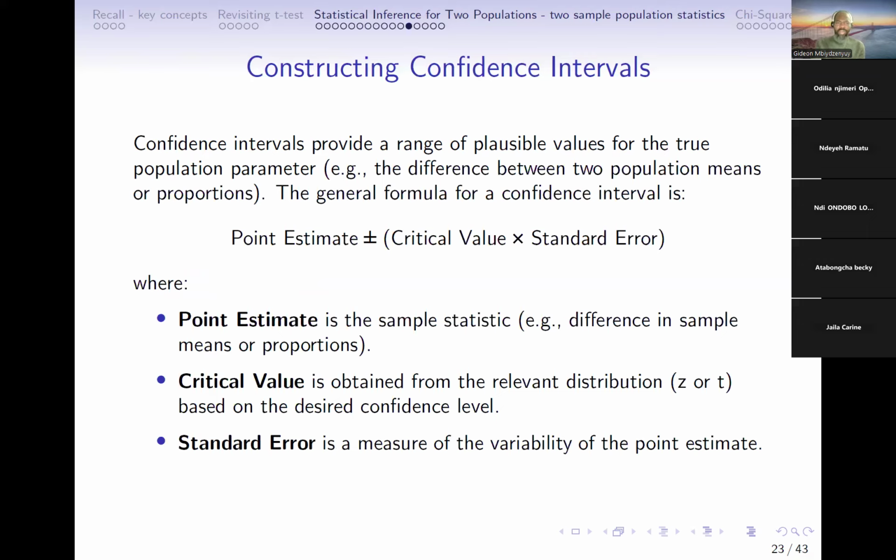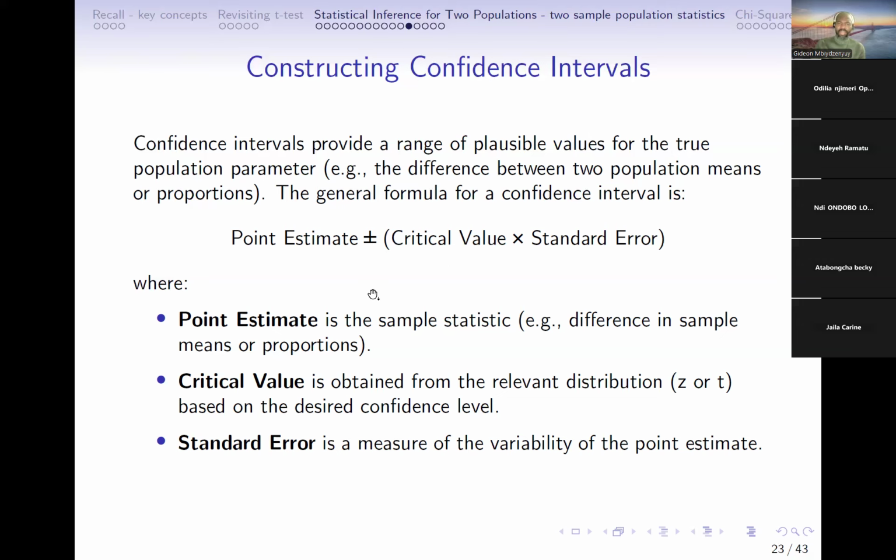To construct a confidence interval, we need to know what the plausible range is for the true population parameter. For example, it could be the difference between two population means. We basically have a point estimate, and we take plus or minus the critical value times the standard error. So plus or minus here means the value lies within that range.